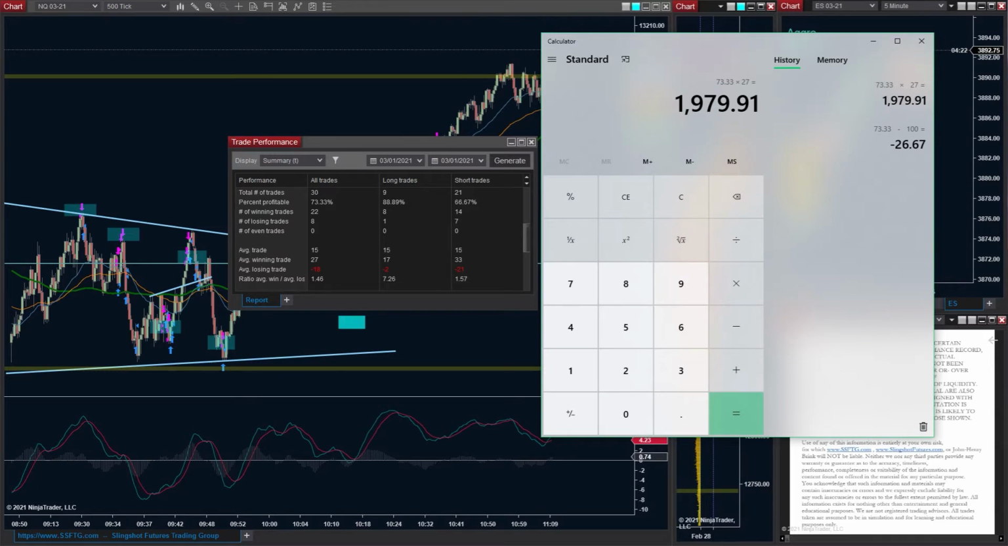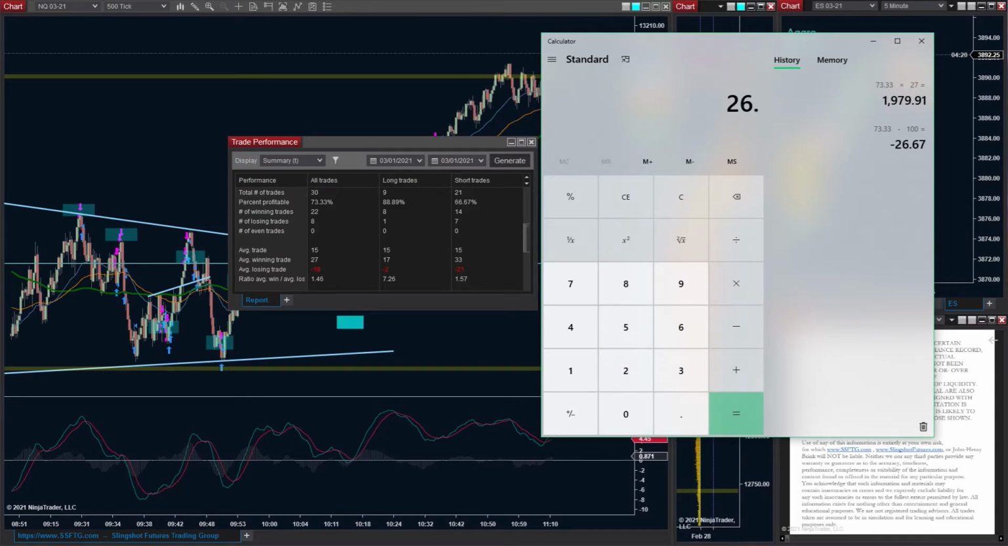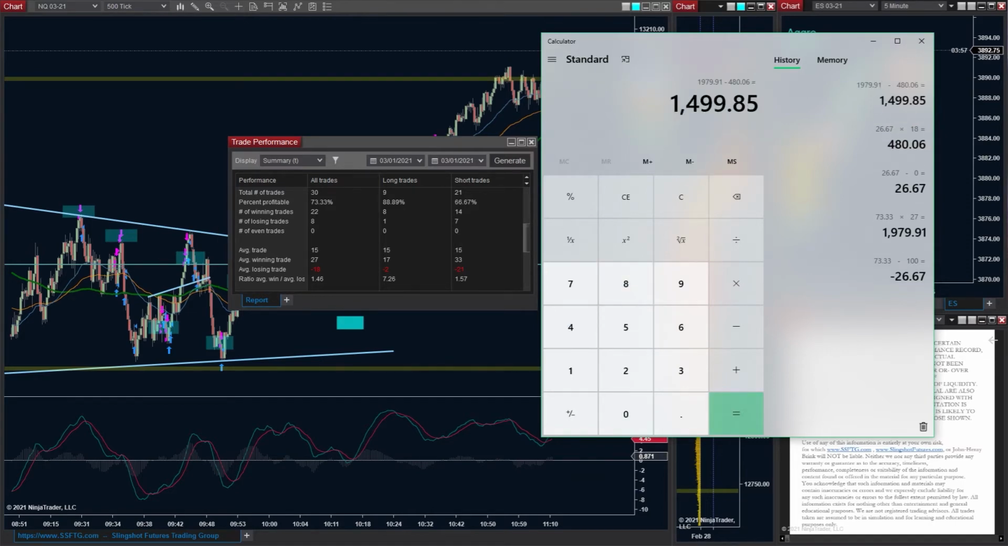Now, we want to do the same thing for the losses. We know the losses are 26.67. So we take that times our average losing trade of negative 18. Okay, fine, I'll just do 18. And then we can take our winners minus our losers. So 1979.91 minus 480.06. That is the expectancy.